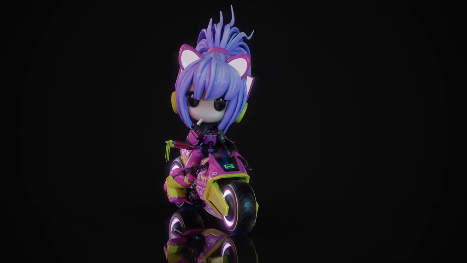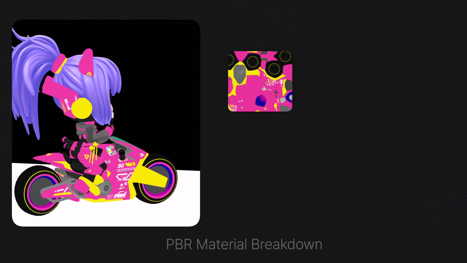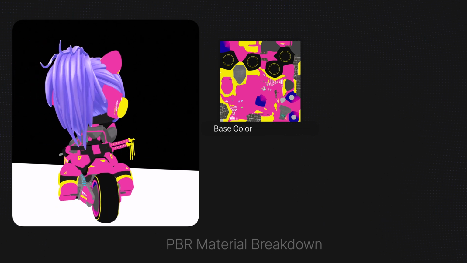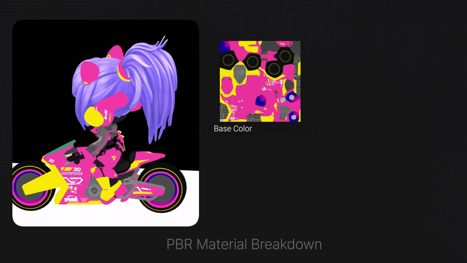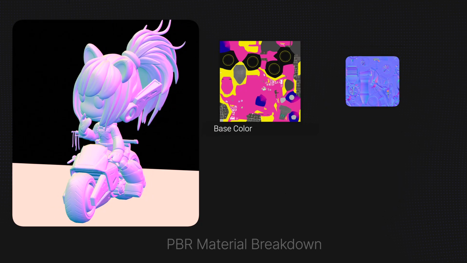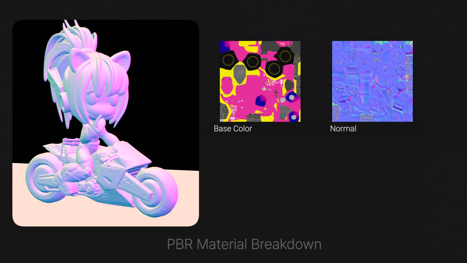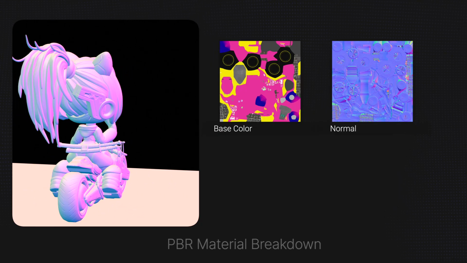PBR uses a few texture maps that work together to describe how a surface behaves. We have base color, which is the actual color of the surface, and sometimes that might include transparency if it is needed. Then we have our normal map, which adds fine details like bumps and grooves without changing the geometry.